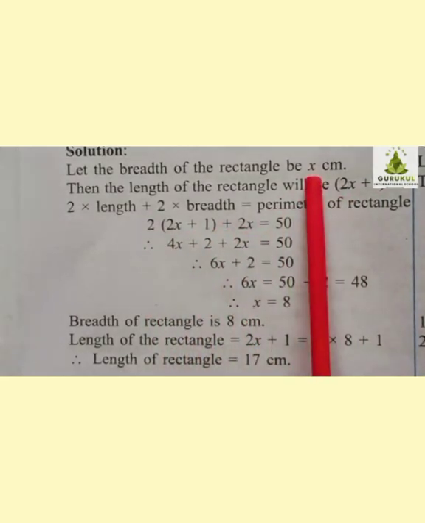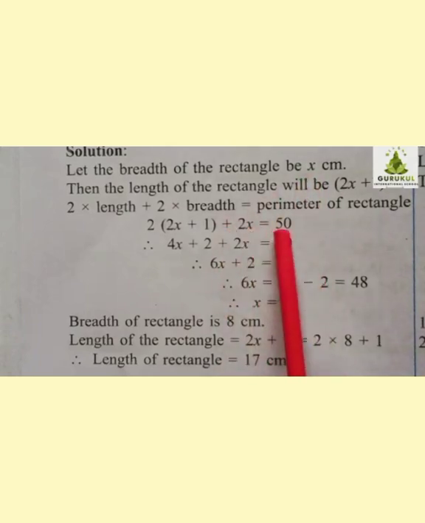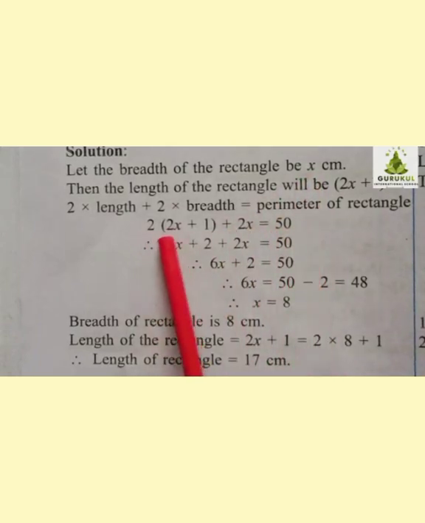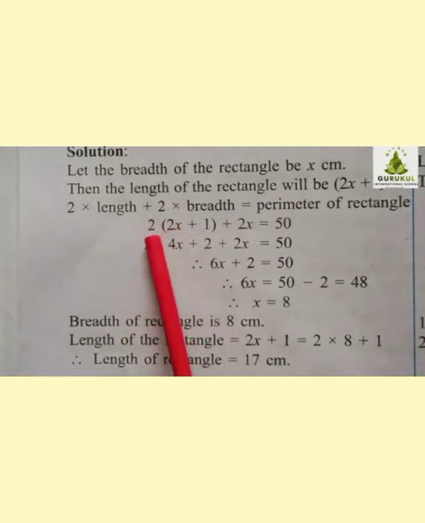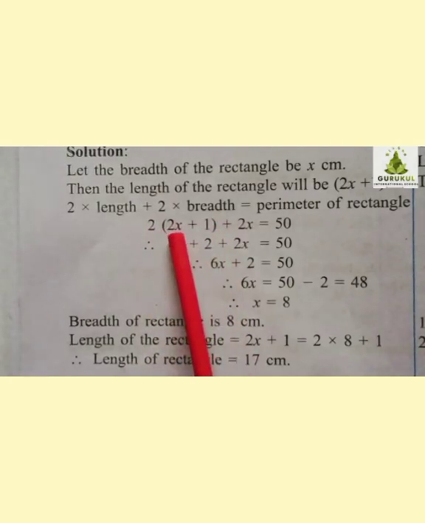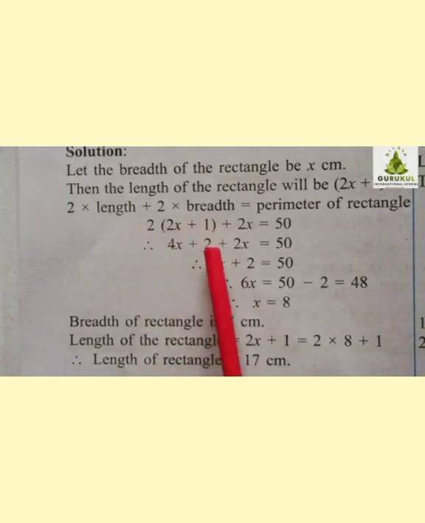Breadth, what we took here? X. So 2 into x equals to 50. Now you know how to open the bracket. 2 into 2x plus 2 into 1. This with this, again 2 with this. Is it clear? So 2 into 2s are 4 into x plus 2 into 1s are 2.